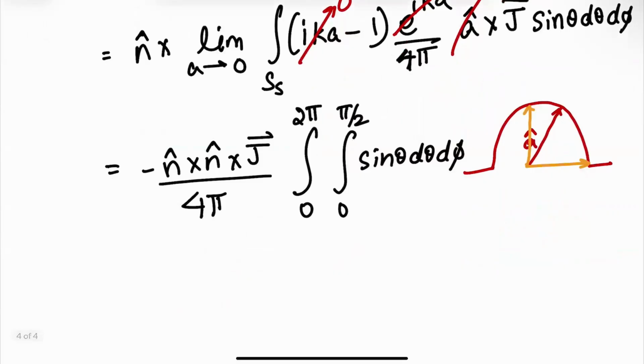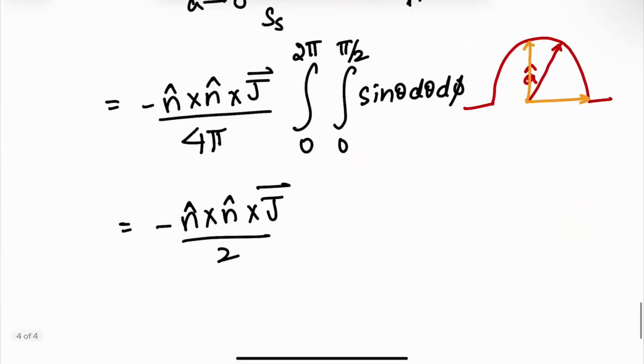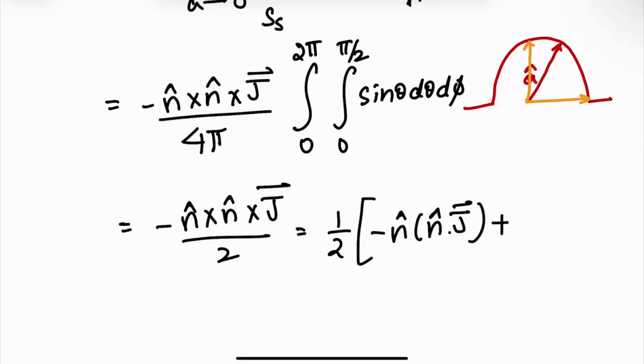Okay, so this becomes minus n hat cross j over 2. And now you can use the triple product cross product rule, which is sometimes known as the back cab rule. Write this as 1/2 of minus n hat dot j plus j n hat dot n hat.